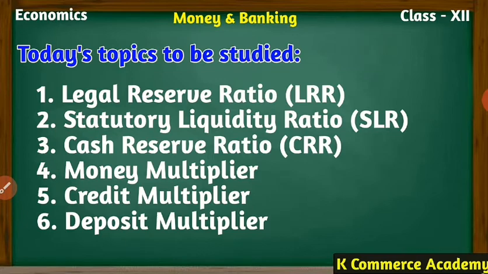In today's video, our main topics will be the explanation of legal reserve ratio, statutory liquidity ratio, cash reserve ratio, money multiplier, credit multiplier and deposit multiplier. I will provide a very easy and detailed explanation of all these terms. This topic is related to the banking chapter from macroeconomics of class 12th. Let us start.